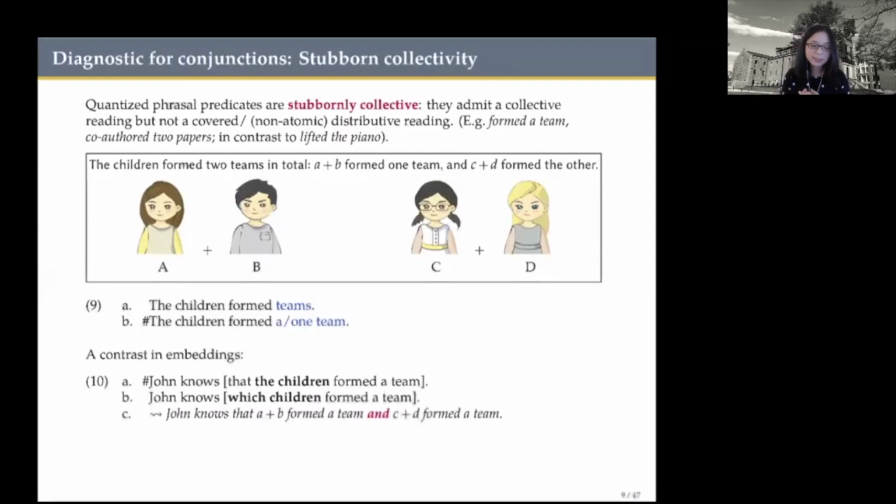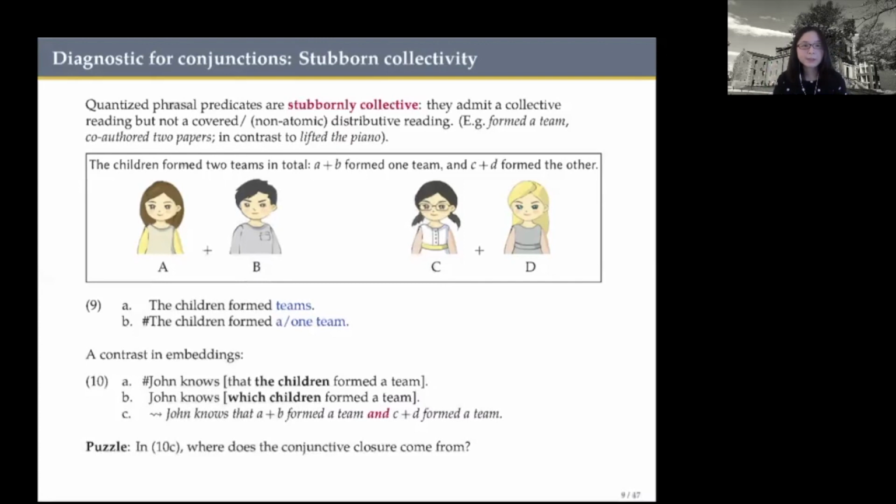But what is interesting is that if you think about the interrogative counterpart, John knows which children form the team, this sentence is perfect. In particular, this sentence implies that John knows that AB form the team and CD form the team. He knows a conjunctive inference.